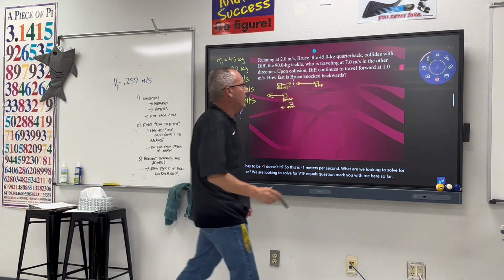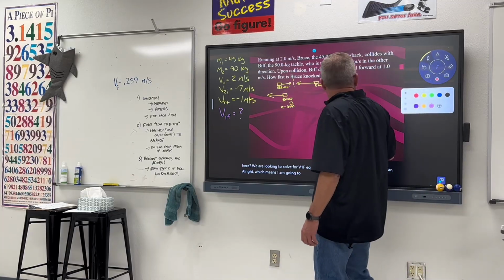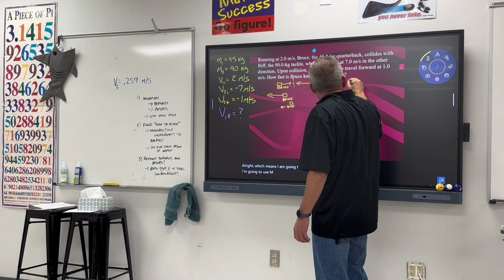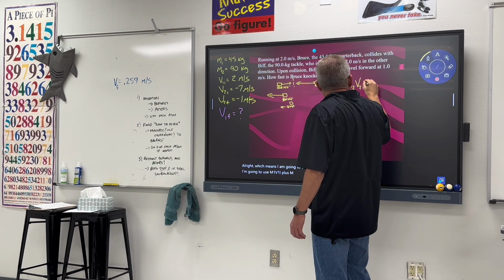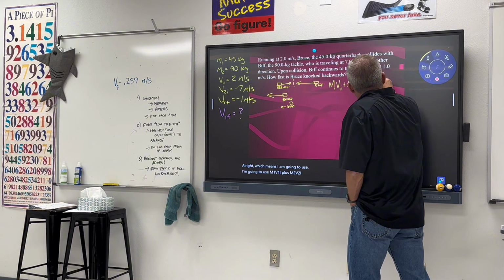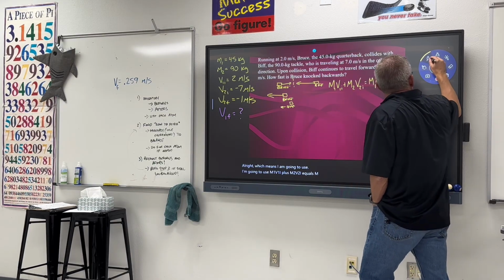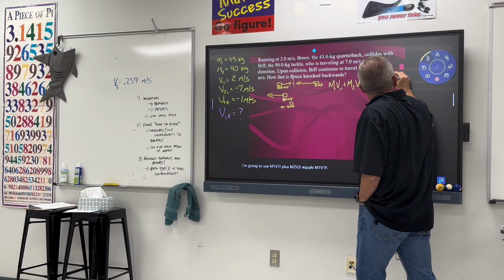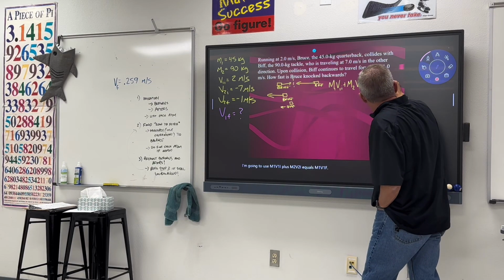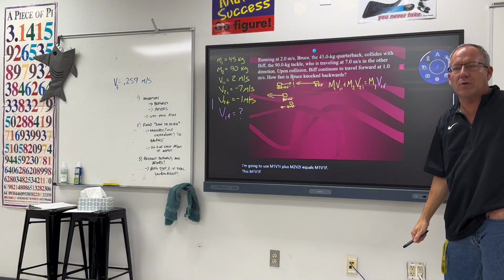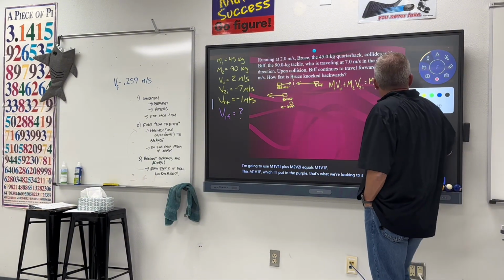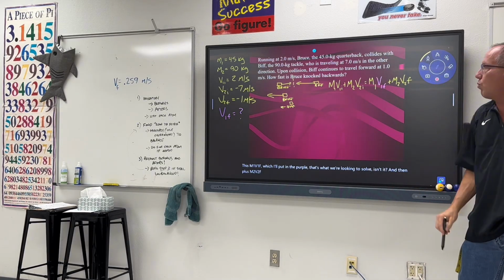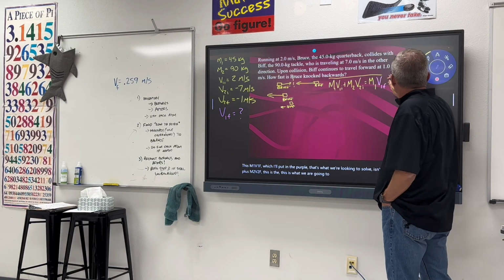All right, which means I am going to use M1V1I plus M2V2I equals M1V1F, which I'll put in the purple. That's what we're looking to solve, isn't it? And then plus M2V2F. This is what we are going to use to solve for this.